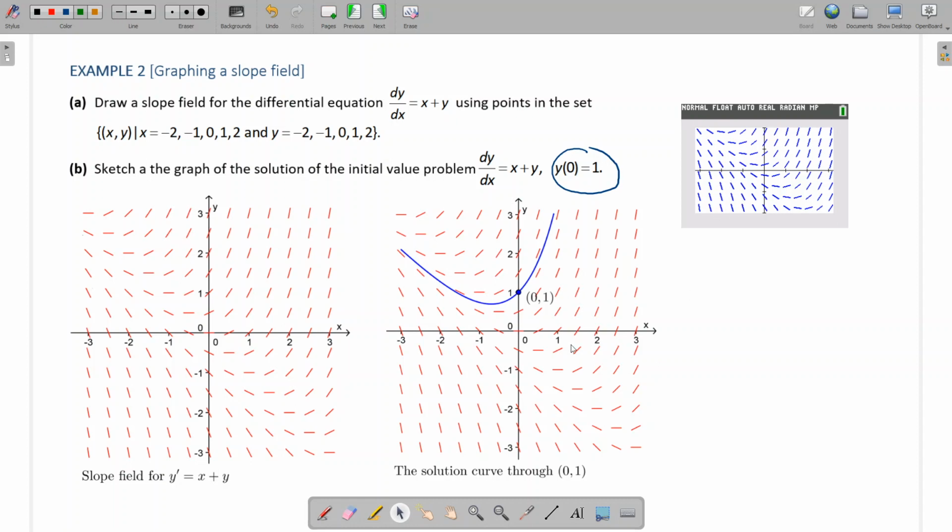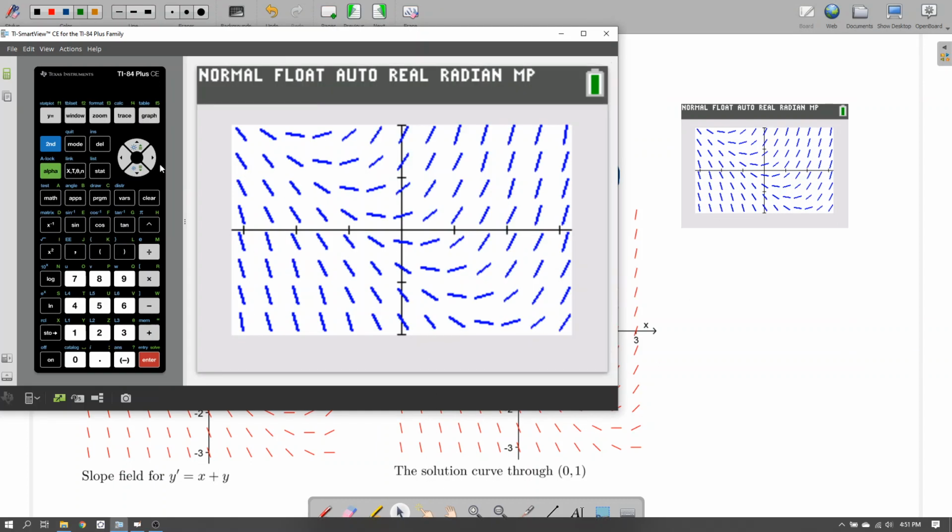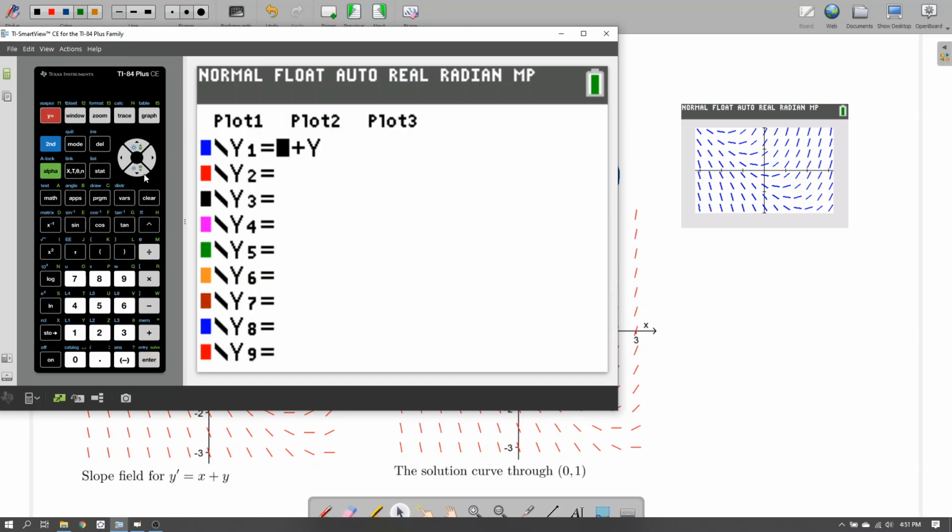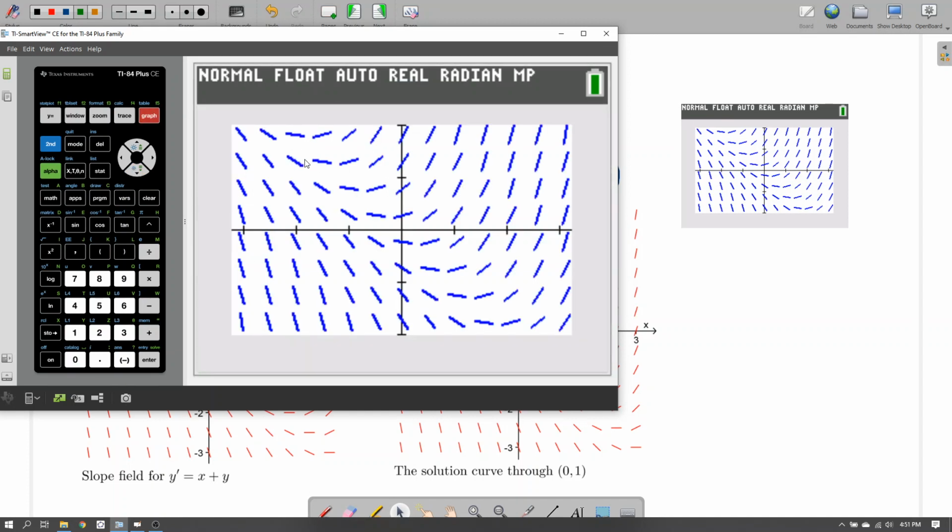Now, if we had already solved the differential equation, then what we could do is go to y, come down here and put our solution, whatever we think it is, and then graph that and see if it overlays nicely on top of it. I think we're going to see some of that in the next section.